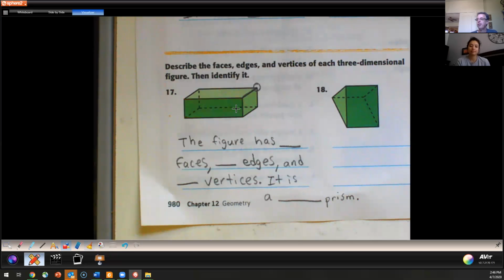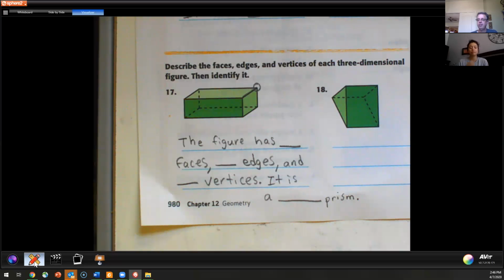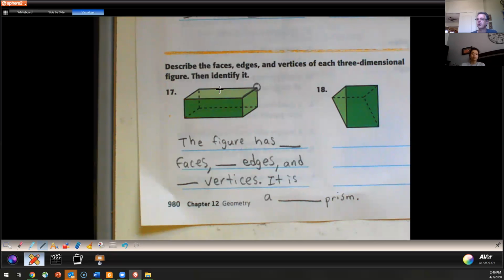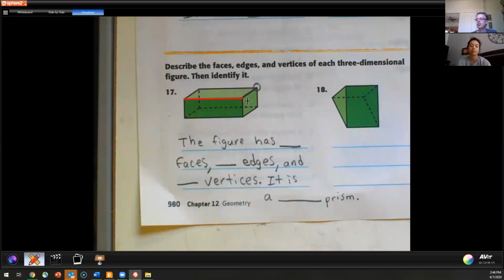You want to count up all the faces. Then you want to count up the edges. And if you remember, the edges are, boys and girls, the places where two faces meet. And I just drew a line here to show you an edge right here. And here's another edge and another one.